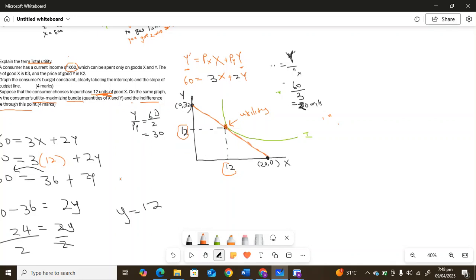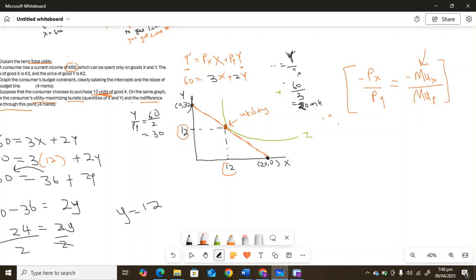And this point can be mathematically shown like this, because as I said, when they are tangent, it means the slopes are equal. So the slope of the budget line and the slope of the indifference curve should be equal. All right.